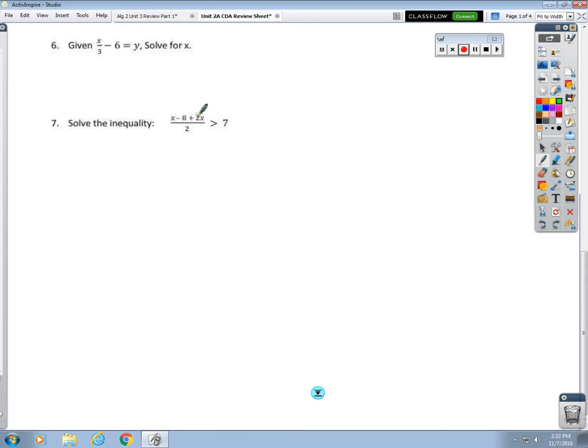x minus 8 plus 2x over 2 is greater than 7. Now, this is an exception. Anytime there's a denominator, you have to get rid of it first. So how do we get rid of that 2 on the bottom? Multiply by 2. Okay, because it's already being divided by 2, so we have to do the opposite and multiply by 2. So now I have x minus 8 plus 2x is greater than 14.